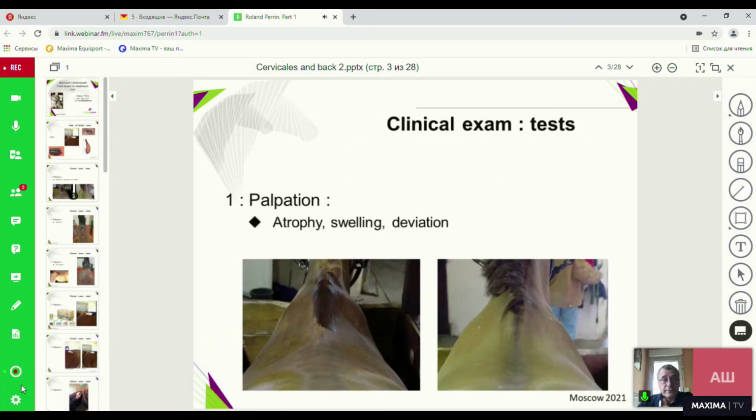So when you look and you do some palpation, you can find some atrophy, some swelling, some deviation. When we talk about inspection, about using vision, what can we see? We can see deviations, changes of shape. So if you look at the picture on the left, you can see at the level of the scapula, on the left you have no muscle, and on the right you have too much muscle.